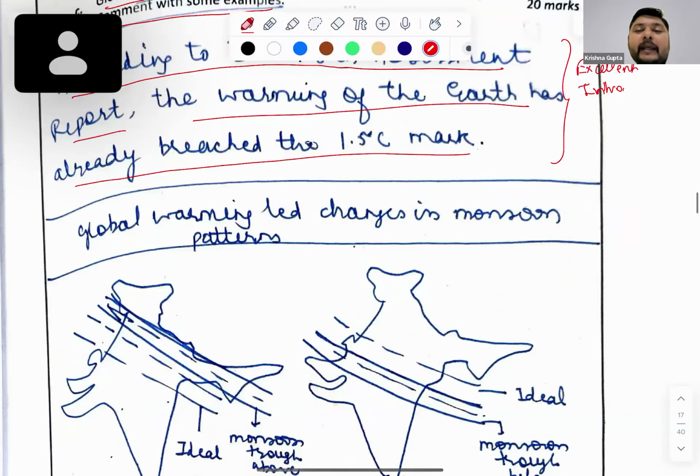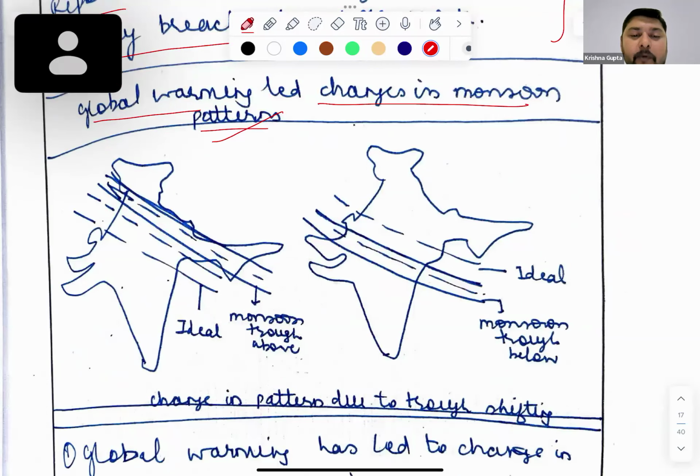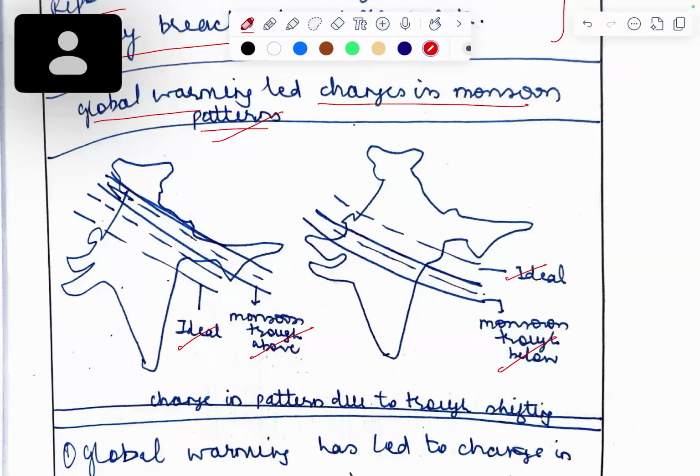Okay, so global warming has changes in monsoon patterns also. So this is the monsoon trough, and this is the monsoon trough here. This is the ideal condition. Actually, what are you trying to explain here? I was just trying to show that the pattern has changed with the movement of the monsoon curve. Sometimes it is below the ideal, sometimes above the ideal.